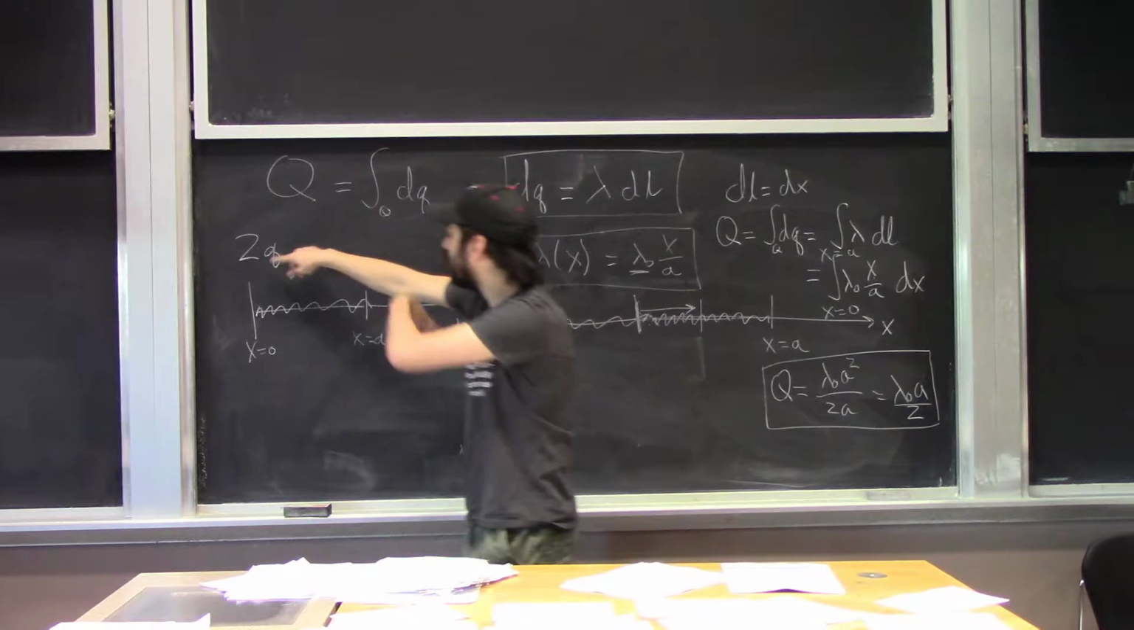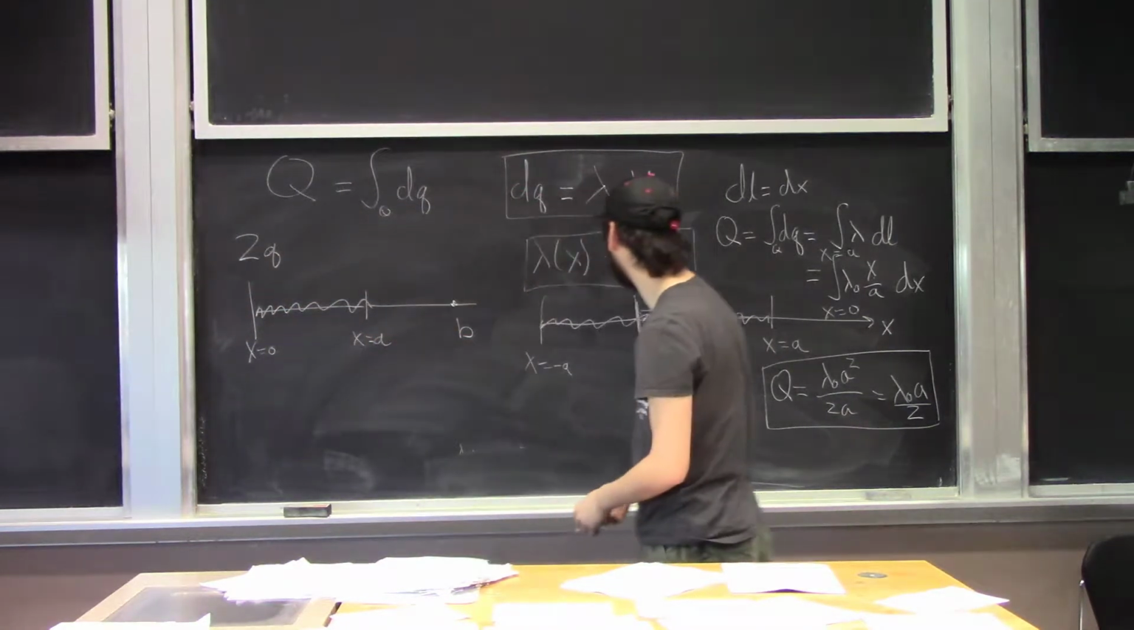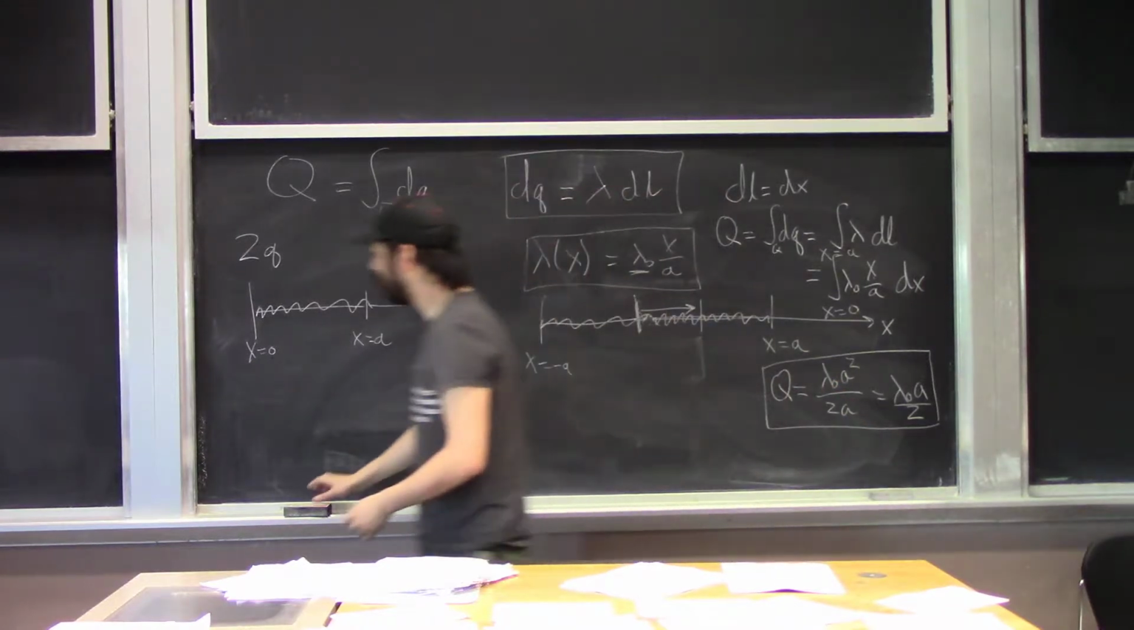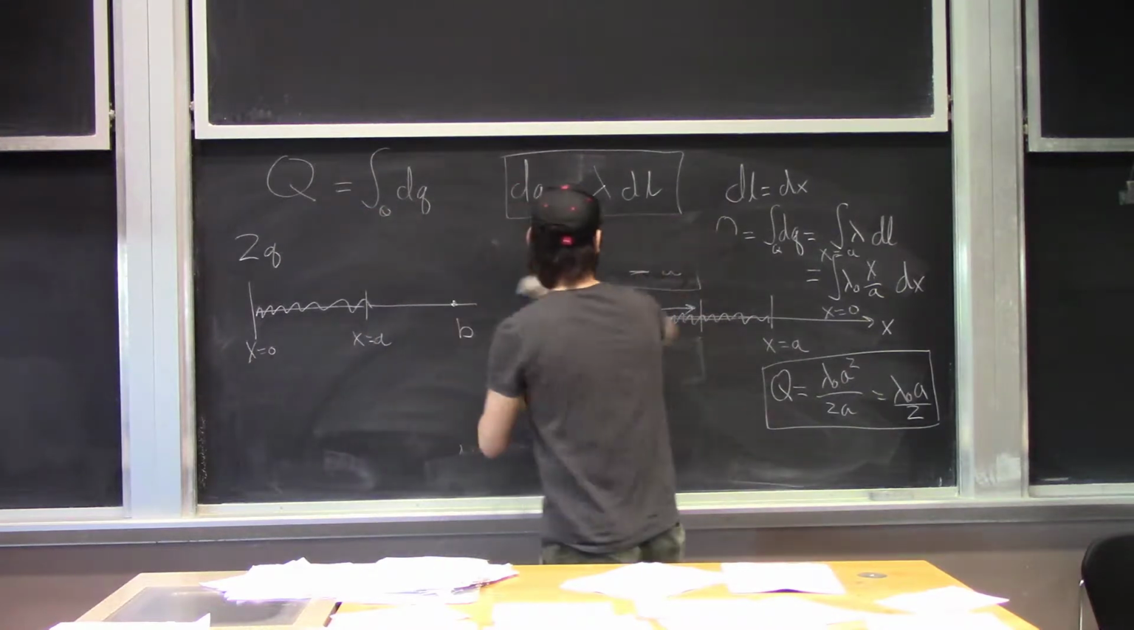And I'm taking this 2q and I'm evenly spreading it over this region from x is equal to 0 to x is equal to a. So the first thing that I think I asked was to find lambda, right? So we need to find in this case what lambda is.